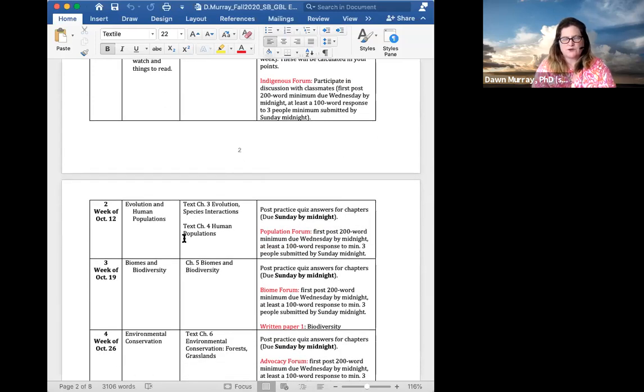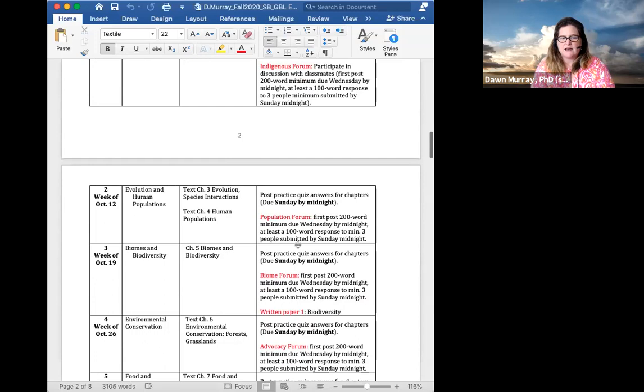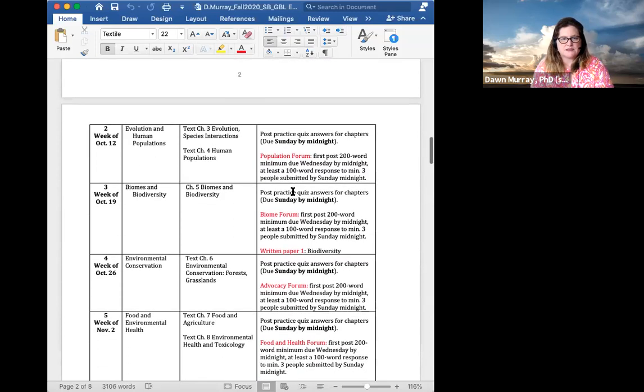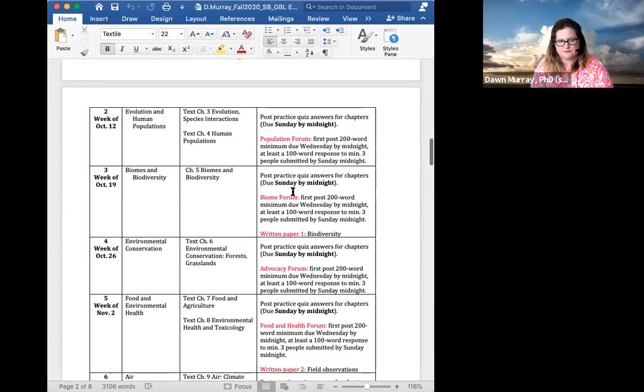So week 2, you can see we discuss evolution in human populations. You read 2 chapters, you do some quiz questions by Sunday at midnight, and then you do a population forum. Your first post is due Wednesday at midnight, and then your second responses in 100-word posts each to a minimum of 3 people need to be submitted by Sunday at midnight.